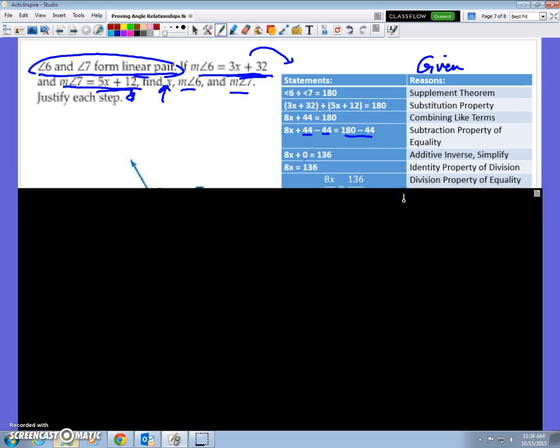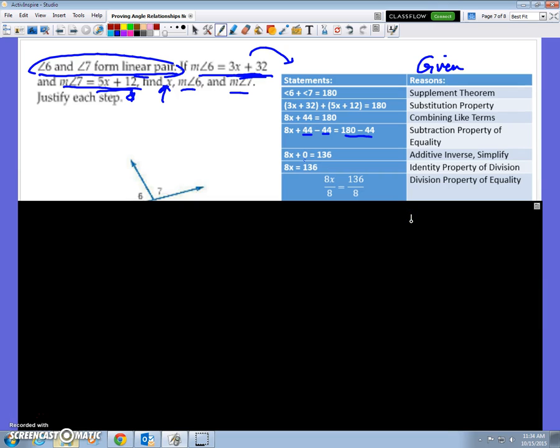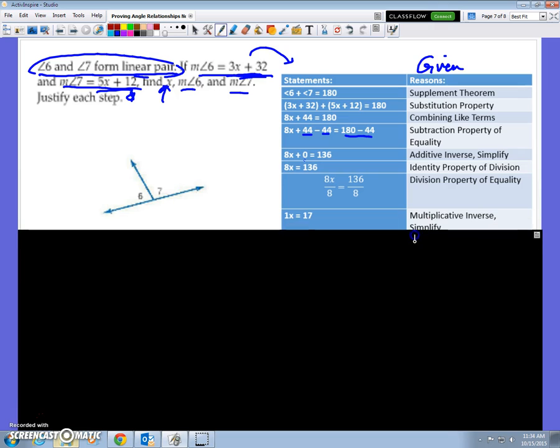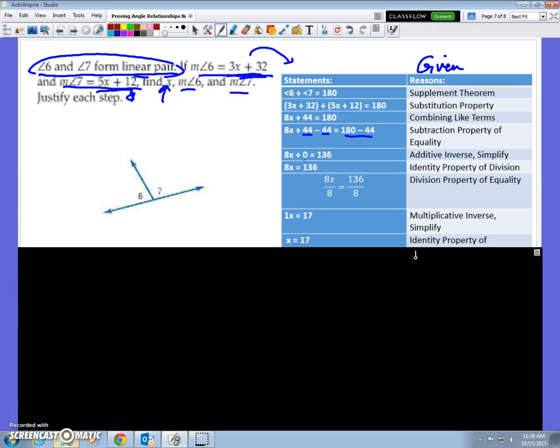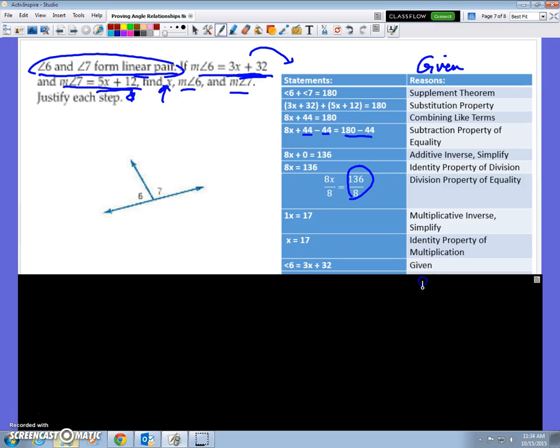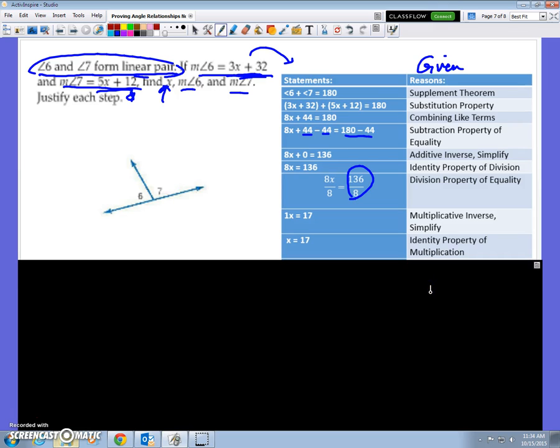And now I'm using my division property to get the x all by itself. But I know that 1x equals 17, so I know that x must equal 17 through the multiplicative inverse property. I'm simplifying the right-hand side. The identity property says that if I multiply something by 1, it stays the same. And then I'm going to stop right there. I figured out what x is, but we have to answer all of the parts here. So I have the first part answered, x equals 17.